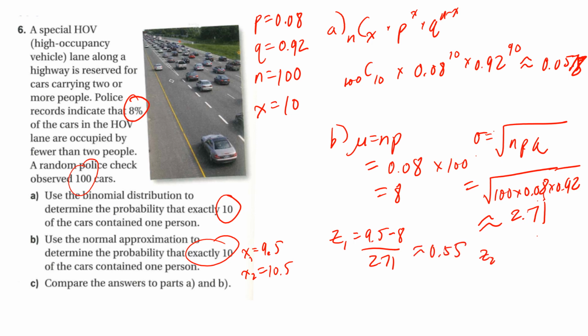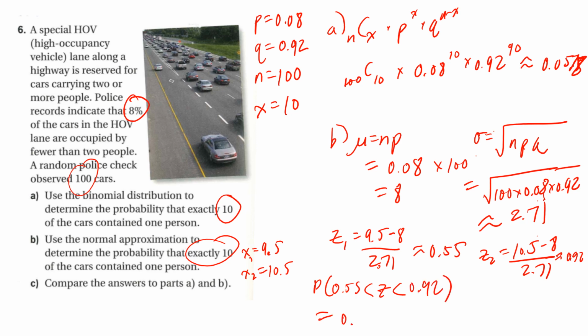The second z-score, 10.5 minus 8 over 2.71, is approximately 0.92. If we want the probability of that, we have to look up our z-score table and subtract those values. You should see 0.8212 minus 0.7088, which is equal to 0.1124.